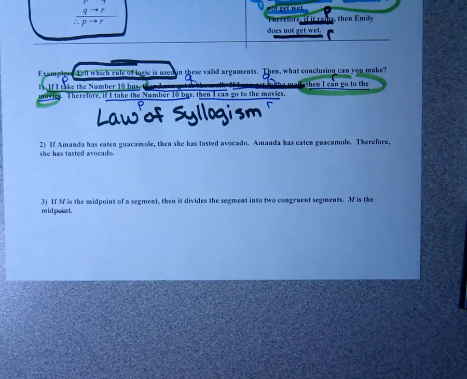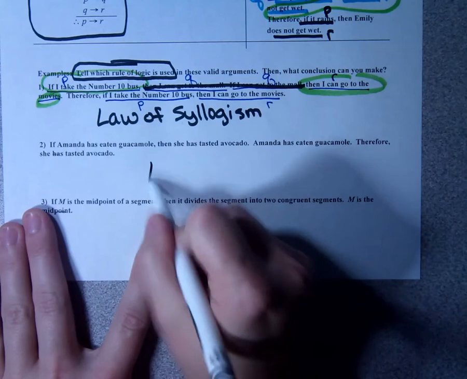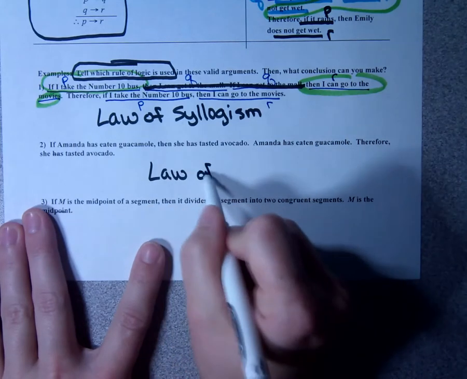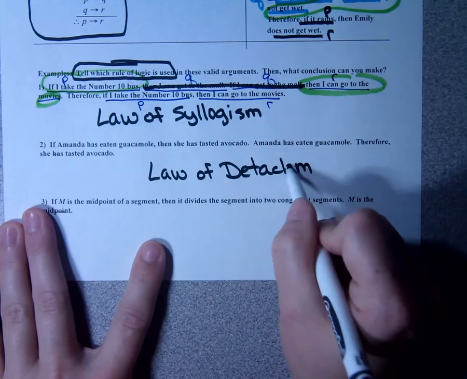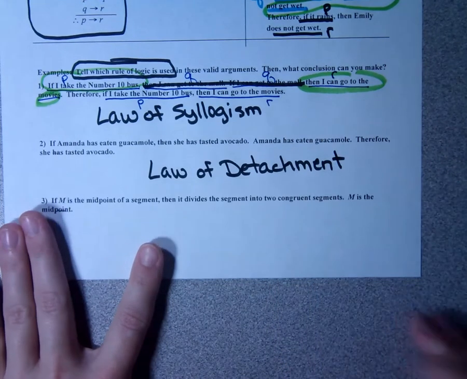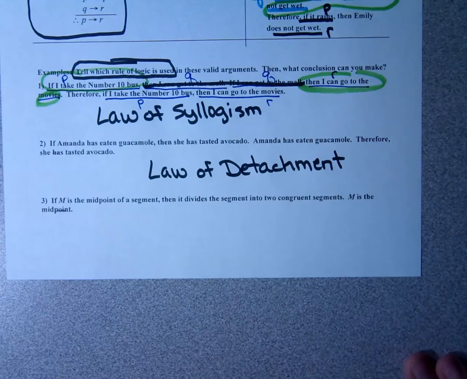Okay, let's look at 2. If Amanda has eaten guacamole, then she has tasted avocado. Amanda has eaten guacamole, therefore she's tasted avocado. Good. This is the law of detachment. This was like my paper cut example, as well as the if you misbehave, you get in trouble. You misbehave, get in trouble.